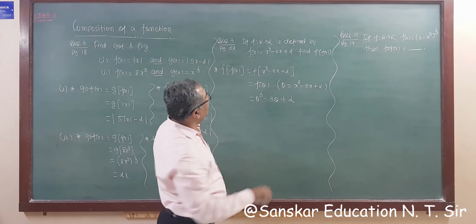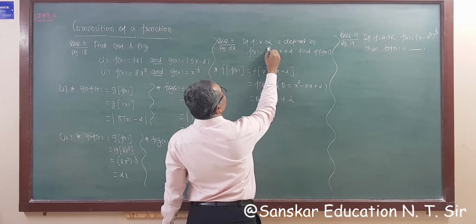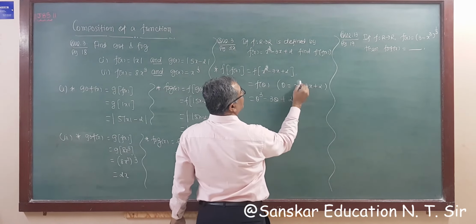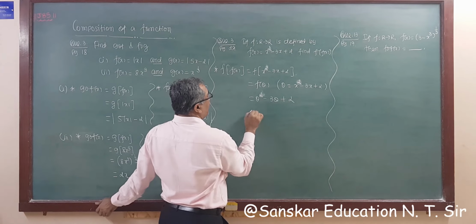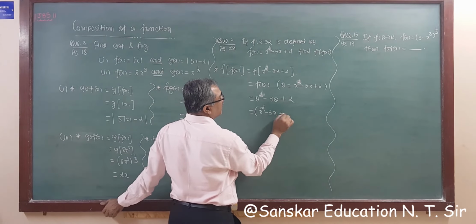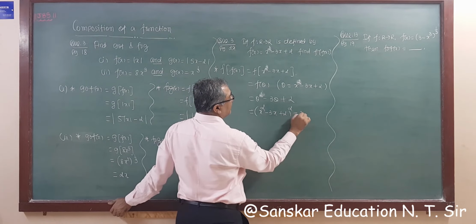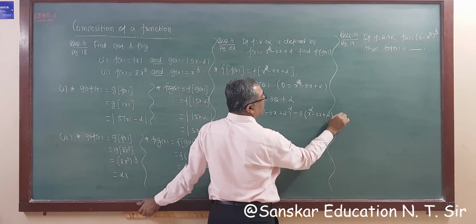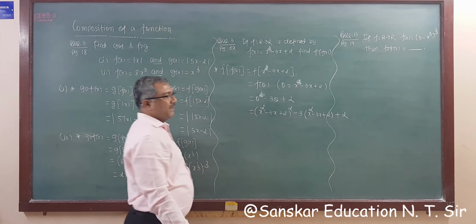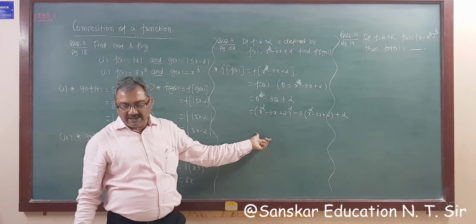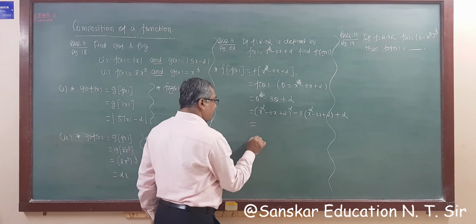This should be square, it will not be cube. This is square, right? So this is square, this is square, this is square. Now theta is this. So we have x square minus 3x plus 2, whole square, minus 3 times x square minus 3x plus 2, and plus 2. Right? So expanding this and simplifying, you will get the answer that I am leaving for you.